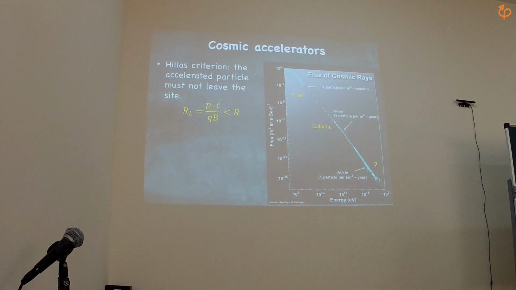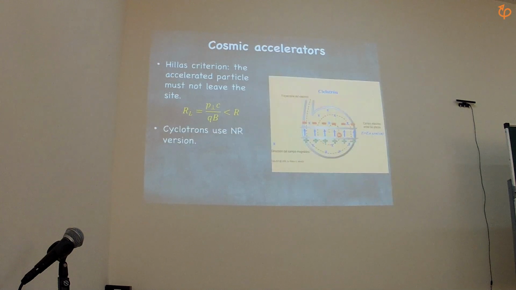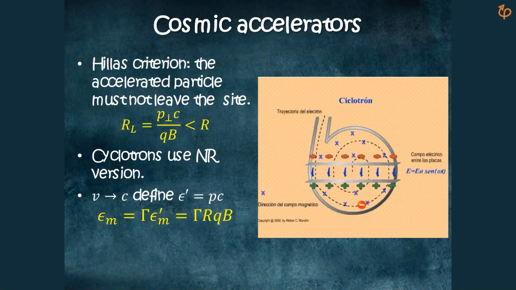So as long as the particle is contained within the radius of the accelerator, I can continue to accelerate it. Once this radius, this Larmor radius, becomes equal to the radius of the accelerator, then the particle escapes. This is known as the Hillas criterion, and the non-relativistic version of this Hillas criterion is used within cyclotrons. So cyclotrons are instruments that accelerate electrons and protons to relatively high energy to use in medical facilities.